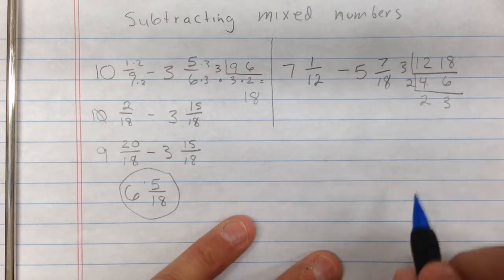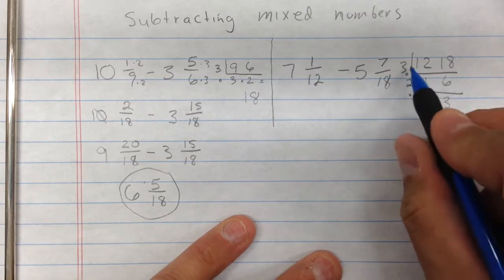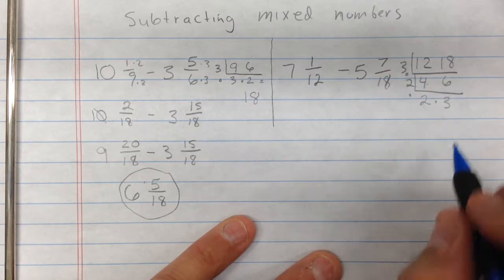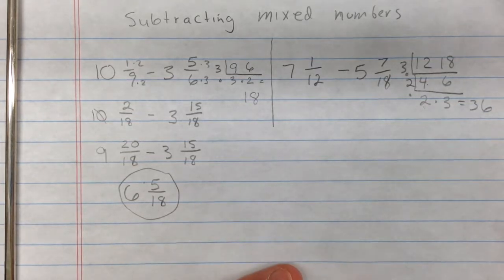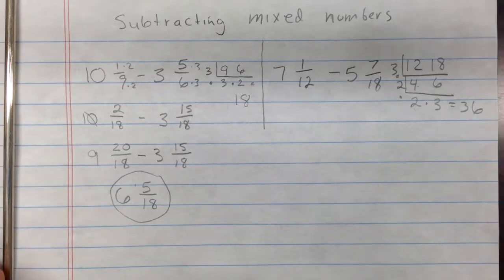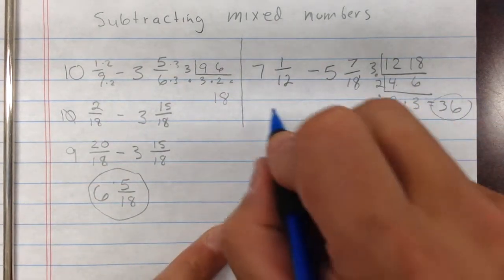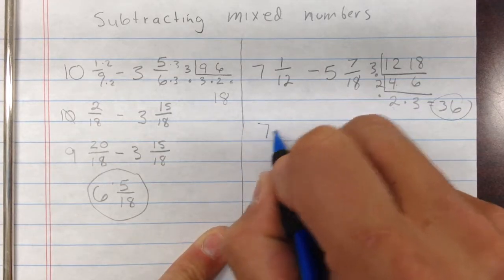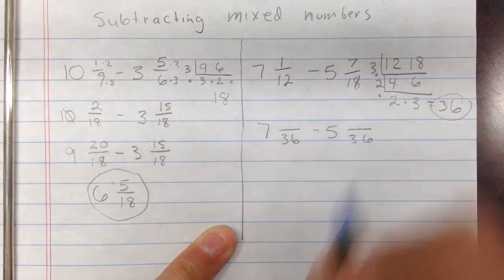2 and 3 are relatively prime, so I can stop and multiply all these numbers together coming down here. 3 times 2 is 6, times 2 is 12, times 3 is 36. So the least common denominator is 36. I got a little moved out of the way, sorry. Now, once we get 36, that's our new denominator. We write 7 and so many 36ths minus 5 and so many 36ths.